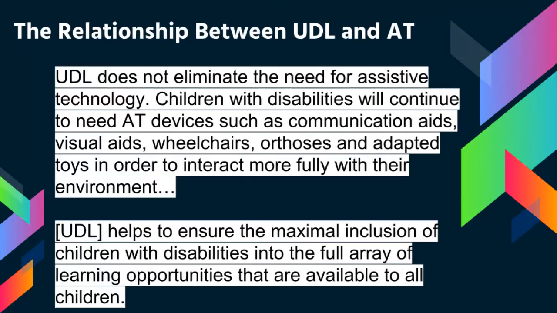And this brings me to my last point, in that UDL does not eliminate the need for assistive technology. Children with disabilities will continue to need AT devices such as communication aids, visual aids, wheelchairs, anything that's going to help them in breaking those barriers down is still going to be there. They really need to be able to interact with the environment for UDL even to take place. So UDL then helps to ensure the maximum inclusion of children with disabilities into the full array of learning opportunities that are available to all children. So it sort of bridges this gap between the haves versus the have-nots.